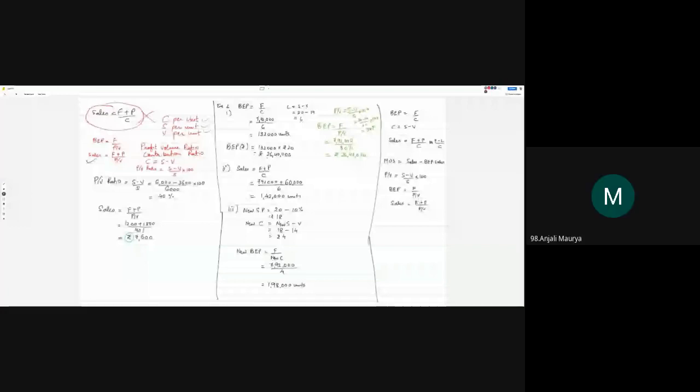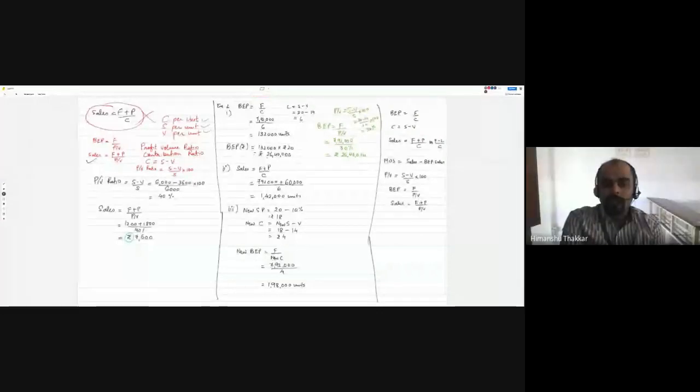Sir, this sales that we have found, will it come in units or in rupees? When you use the formula of C, it is always in units. Just remember these things. When you use the formula of F plus P upon C, whenever you see the denominator C, your answer will always be in units.